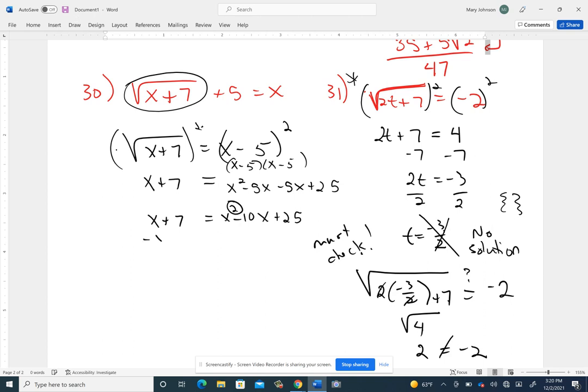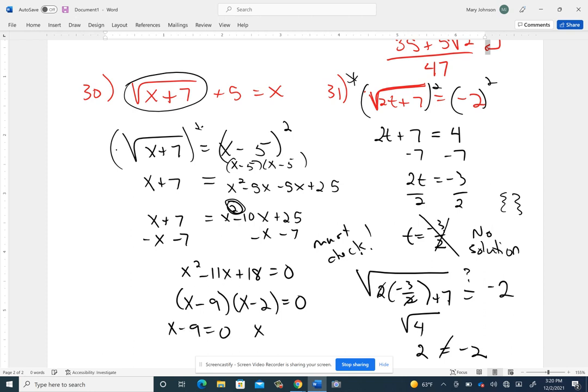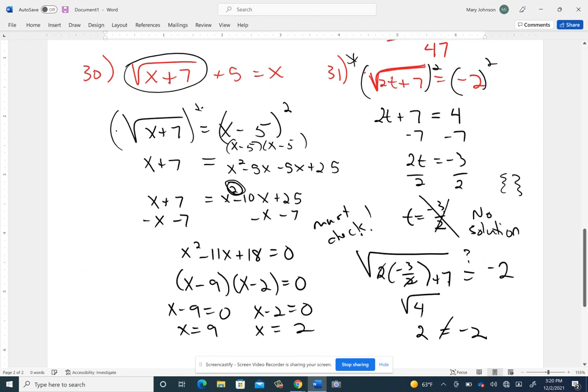All right, I see a squared, so I'm going to subtract x and 7, and I'd get x squared minus 11x plus 18 equals 0. I'm doing that, getting a 0 on one side, because it was a squared. So I know I'm trying to get it ready to factor. So let's see, that would be minus 9 minus 2, x minus 9, x minus 2. So I get both 9 and 2. All right, and then I have to check those.